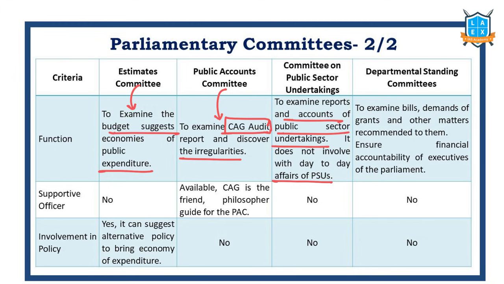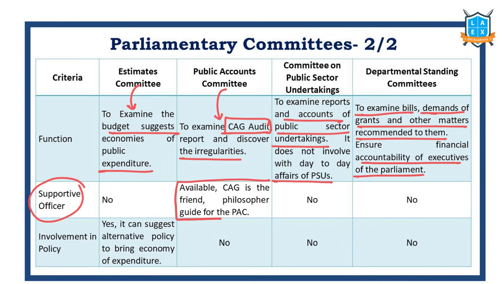Departmental Standing Committees have wider jurisdiction. They examine the bills, they examine the demand for grants and other matters and recommend on them. They try to ensure the financial accountability of the executive of that particular ministry. Supportive officer position is not there for any of these committees except for Public Accounts Committee, which has the CAG. Policy involvement is done only by the Estimates Committee. It can suggest the alternative policies. No other committee has that power.